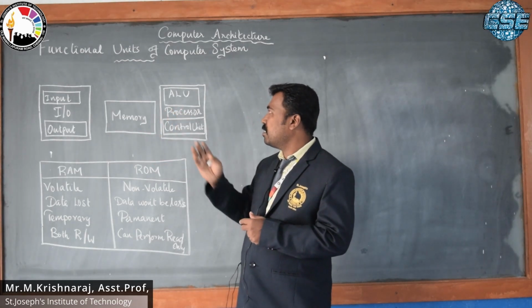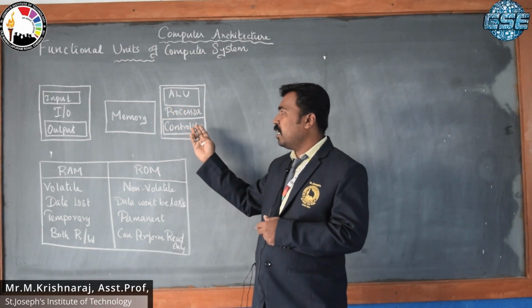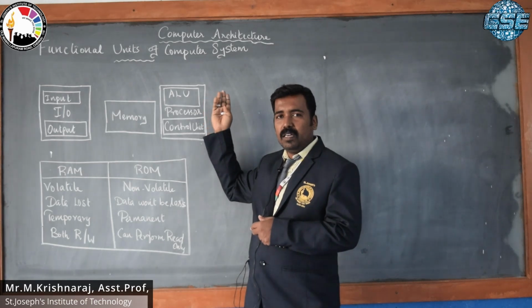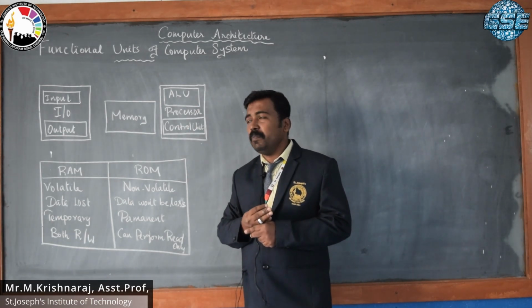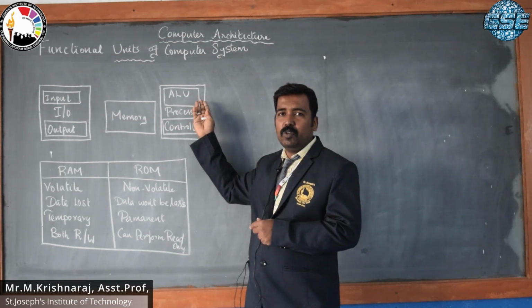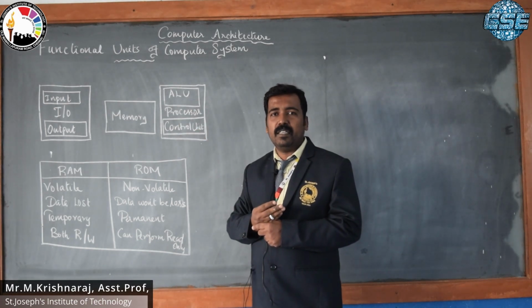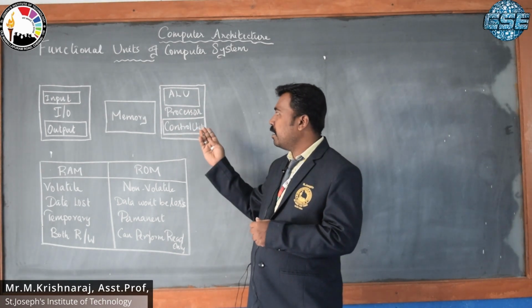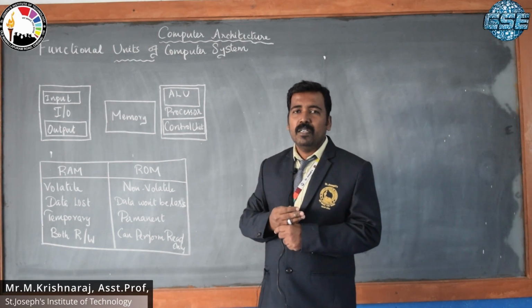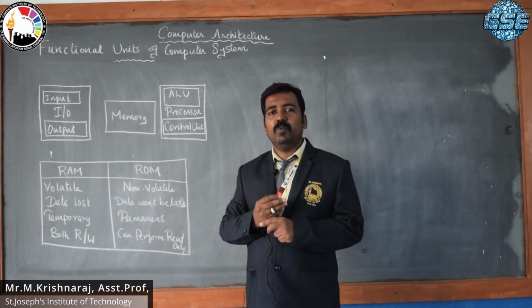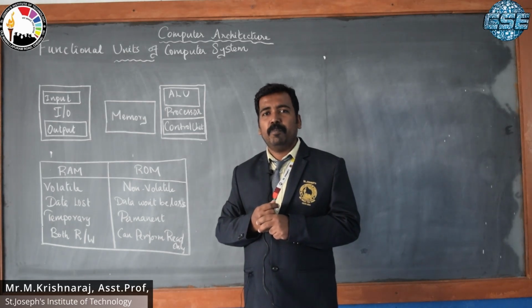When you talk about the arithmetic logic unit and control unit, this is the brain of the computer. What are the instructions given to the computer? The ALU, arithmetic logic unit, performs basic arithmetic and logical operations, and the control unit plays a vital role in the execution of information. The control unit is nothing but how it controls the computer instructions.